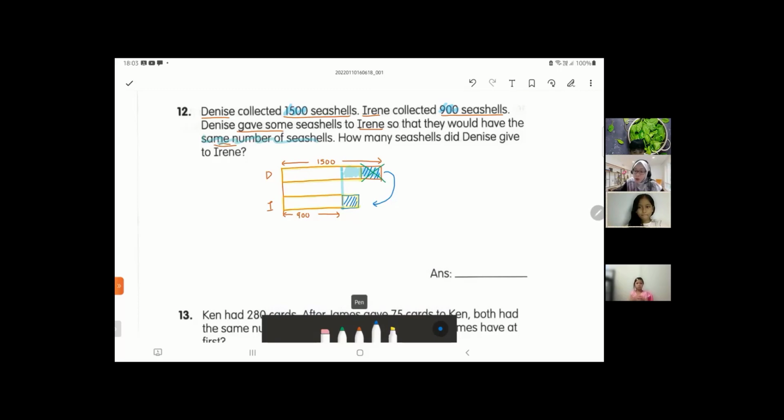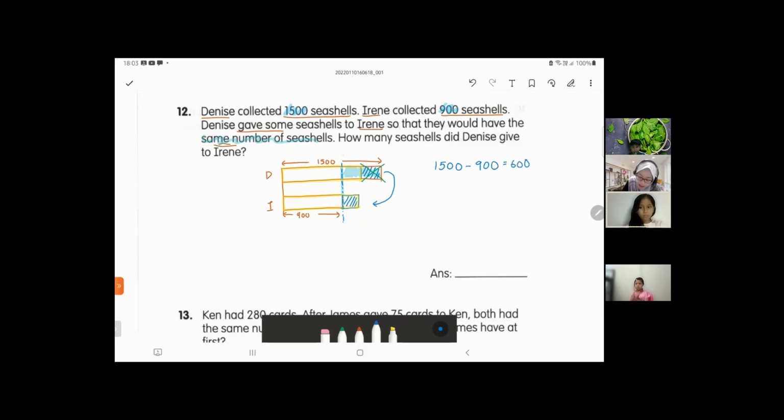What do I do? So if you look at it, what I did was take the comparison. Can you see the blue line that I drew just now? At first, this blue line is the comparison or the difference between 1,500 take away 900, and you will be getting 600.